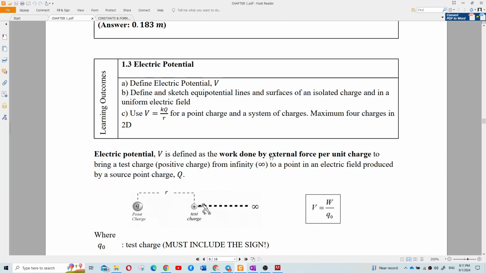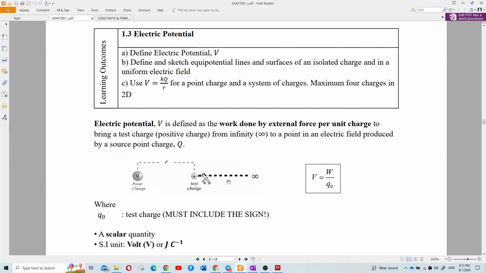is defined as the work done by an external force per unit charge to bring a test charge, a positive charge, from infinity to a point in an electric field produced by a source point charge. Like you see here, there's a point charge. I want to bring a test charge from infinity to a certain point nearer to the point charge. I need to do some work. That work done divided by the test charge gives me the electric potential at that point.